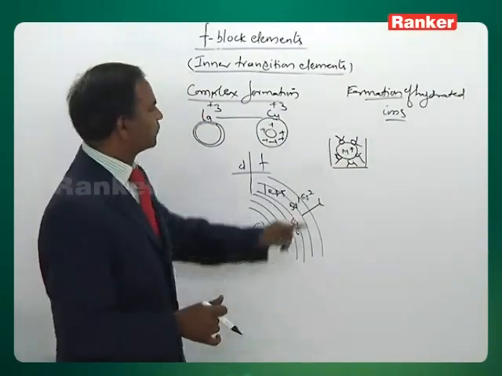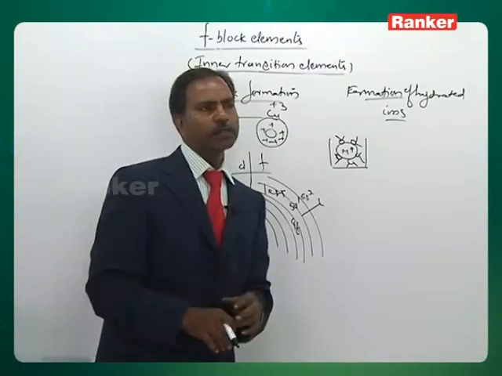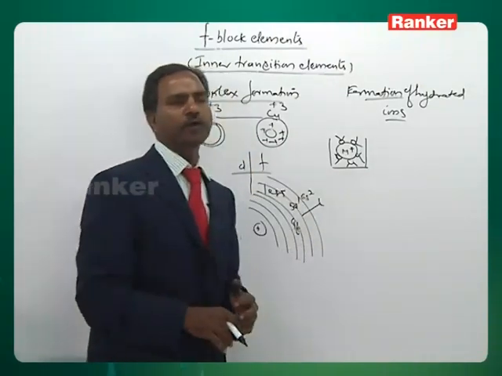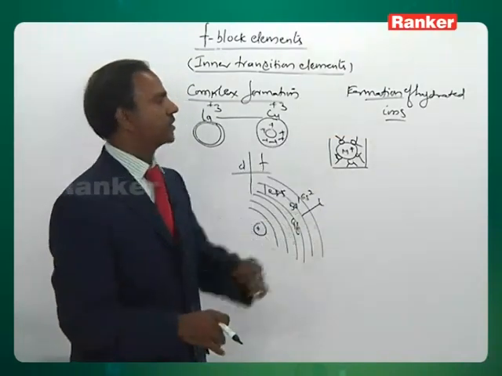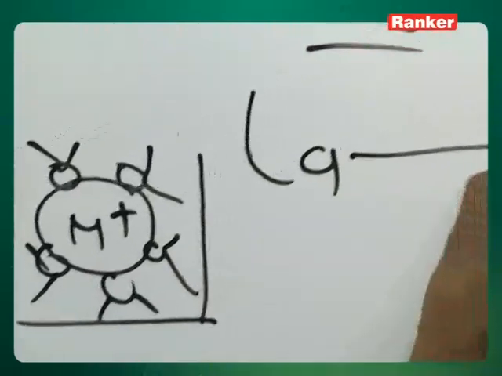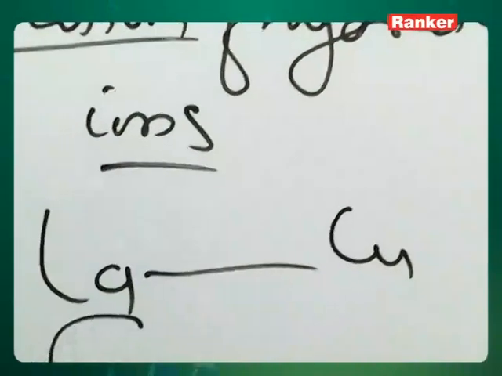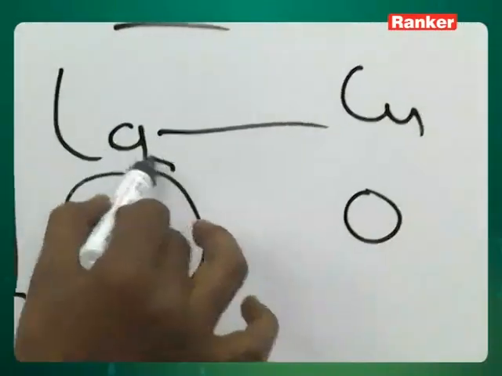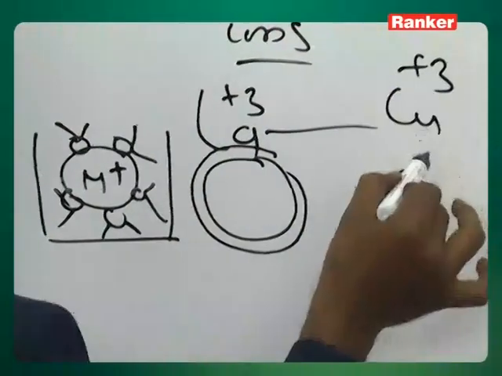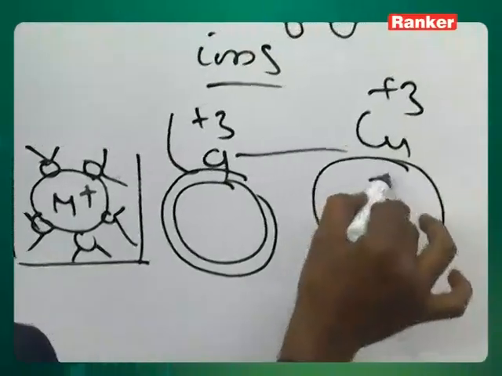Now, the same concept we apply to complex formation can be applied to the formation of hydrated ions. Similar concept we can discuss here. Again, from lanthanum to lutetium, due to decrease in the ionic size there is an increase in the charge density. Lanthanum has less charge density, and lutetium has greater charge density.